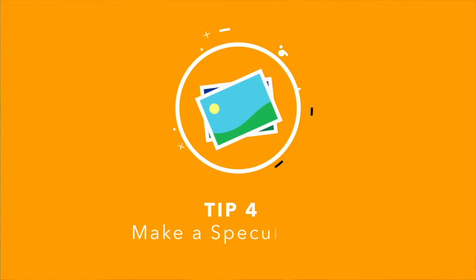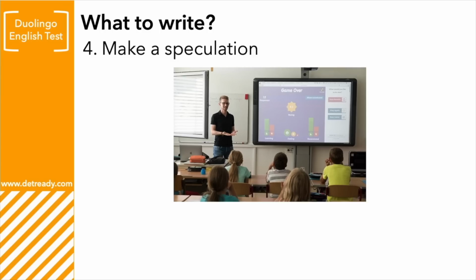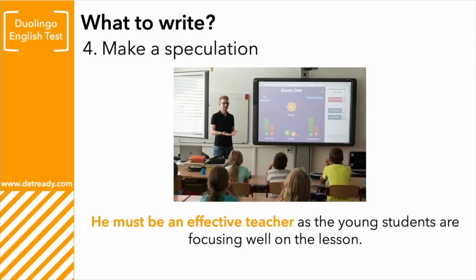But that's not all. You can also do one more thing which is quite advanced to describe your photo. And this is to make a speculation or to make a guess. So making a speculation on the photo means that you're guessing what is happening based on the photo. So for example, here is my speculation. He must be an effective teacher as the young students are focusing well on the lesson. So do I know 100% that he is an effective teacher?